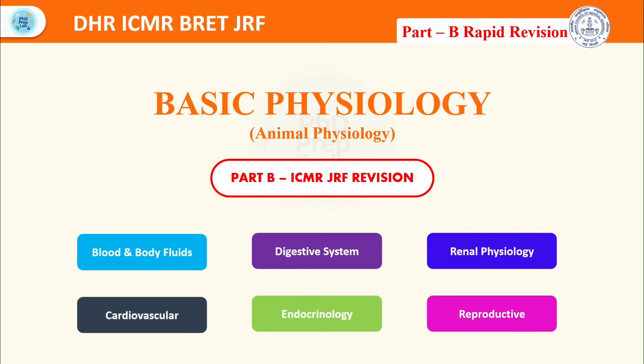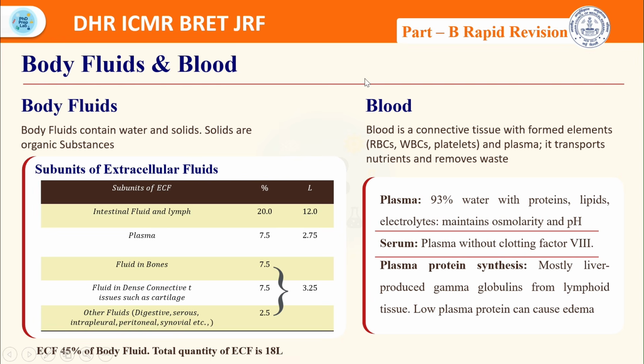Let's start with the basics of physiology. First of all, we have blood. Blood is a connective tissue. We all know about it, and it's composed of RBCs, WBCs, platelets, and plasma. Your plasma is 93% water with proteins. It maintains osmolarity and pH of the blood.